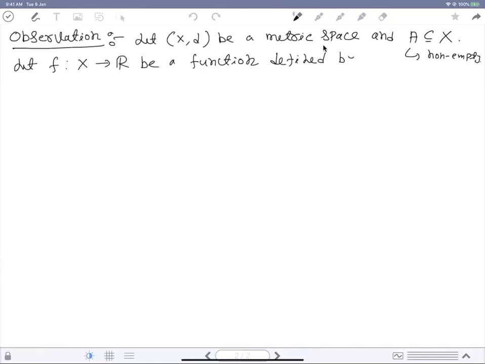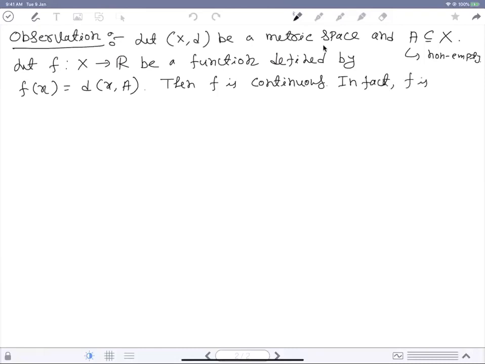so it is defined by f of x equal to d of x comma A, right? Then you can check that f is continuous. In fact, you can easily prove that it is uniformly continuous. f is uniformly continuous. Okay, so here we shall prove this.